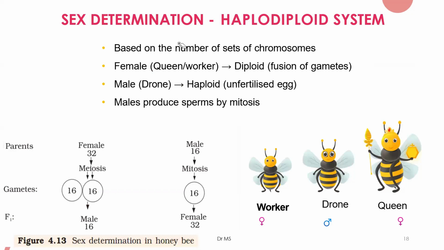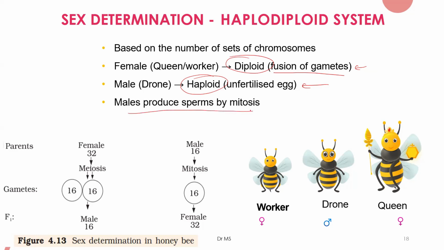So based on the number of sets of chromosomes, there is a female and male. Female contains the diploid set of chromosomes, whereas male contains the haploid. Female can be queen or worker, which is formed due to sexual reproduction, that is, a fusion of gametes. Whereas male develops through parthenogenesis, which is an unfertilized egg.